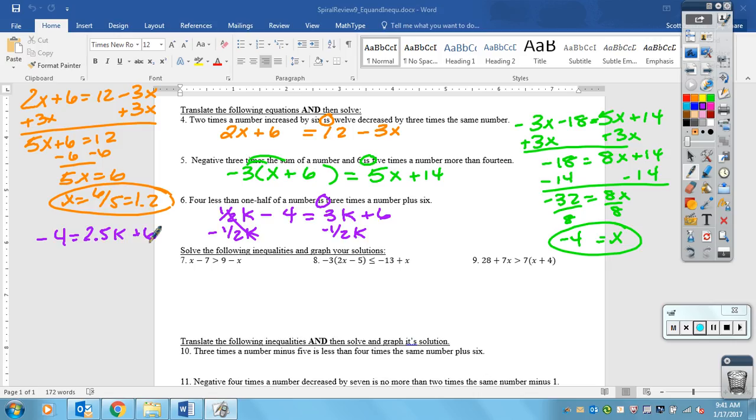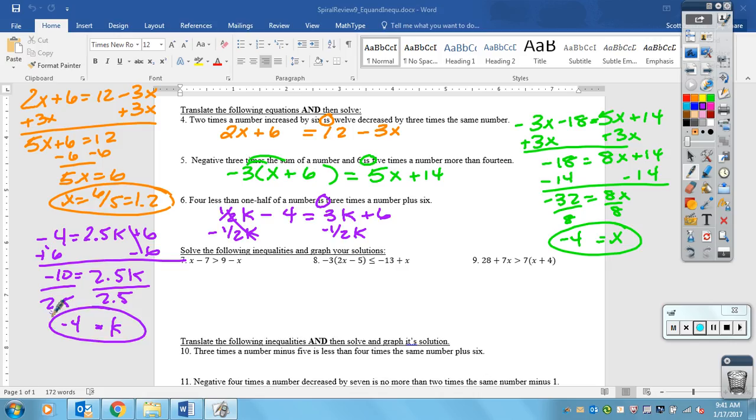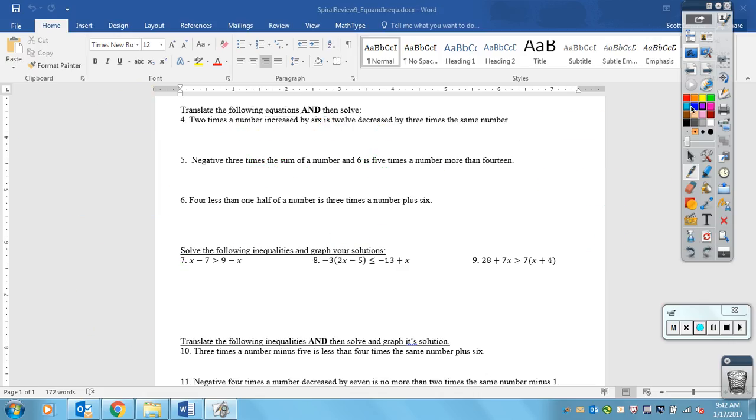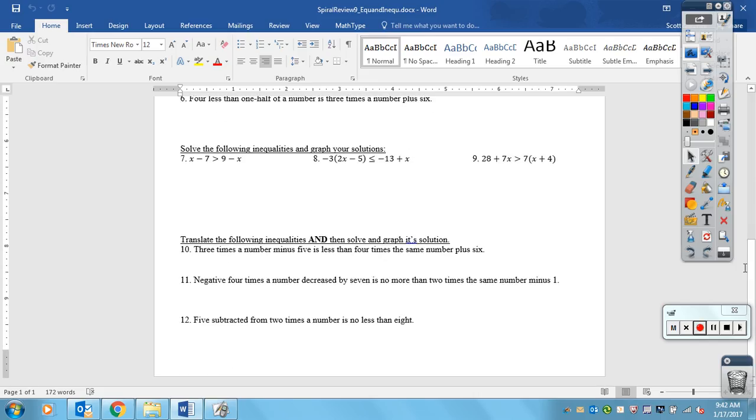2.5k plus 6. Minus 6, minus 6. 2.5k equals, keep change, negative 10. Divided by 2.5, divided by 2.5. K equals negative 4 once again for question number 6. Let me clean all this up, and we'll move on to number 7 and 9.